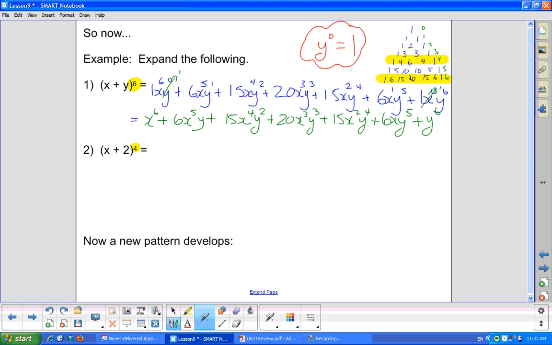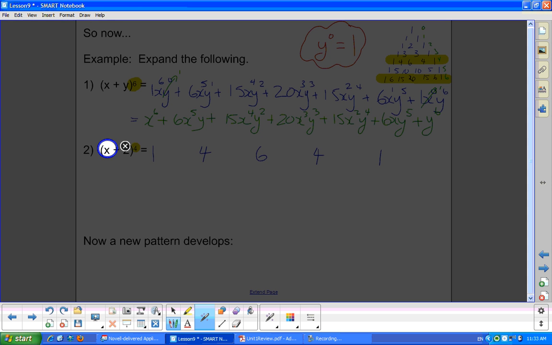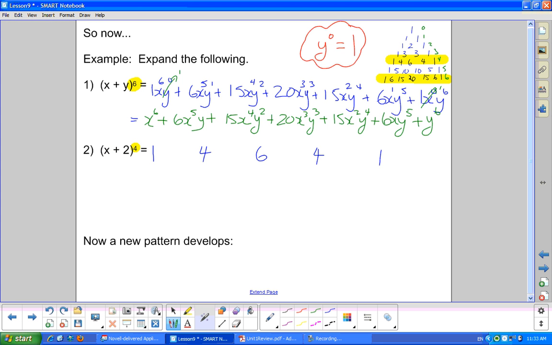So I'm going to write those out, and I'm going to space them out. 1, 4, 6, 4, and a 1. Each term is going to have an x, and it's going to start with the exponent 4. So x to the 4th, and I'm going to do 2 steps at once. x cubed, x squared, x to the 1, I'll put the 1 in, and x to the 0.